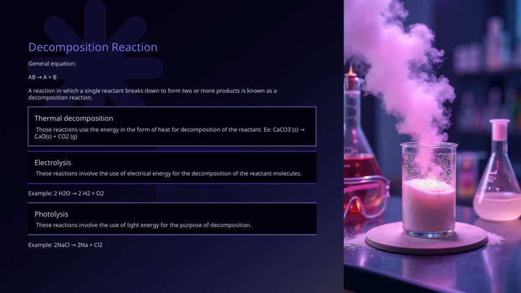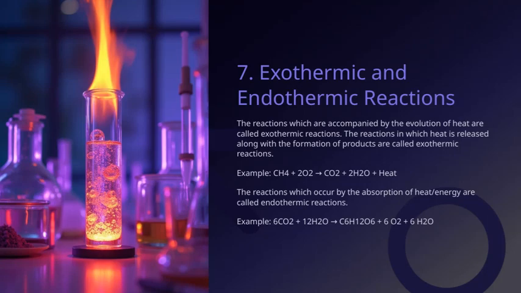Let's take a closer look at some examples of chemical reactions. For instance, the combination of carbon dioxide and water can be represented as 6CO2 plus 12H2O, yielding C6H12O6, 6O2, and 6H2O. This helps us understand how molecules interact during reactions.